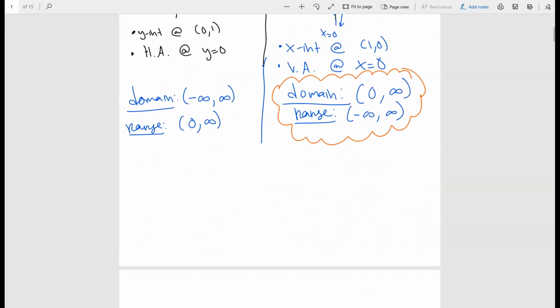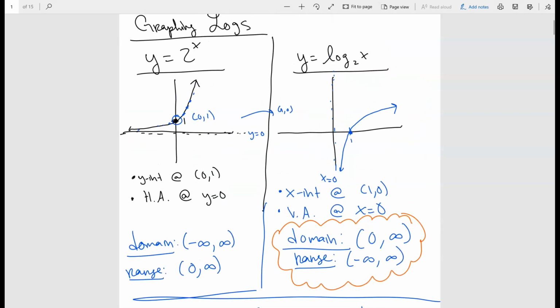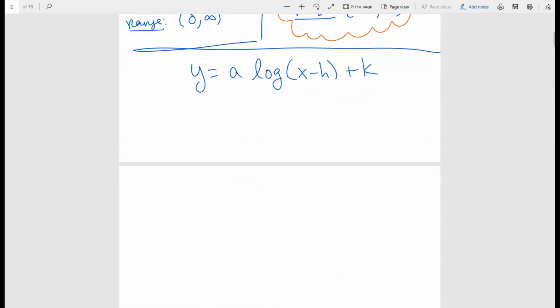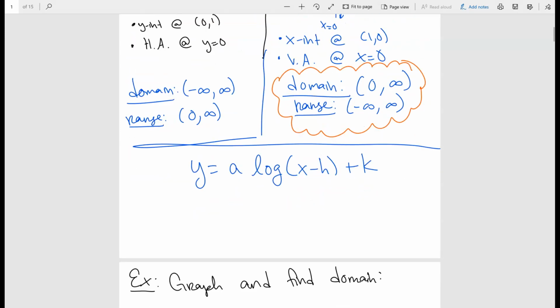So now we can go ahead and graph something that looks like log of x minus h, plus k. Now that we know the general gist of this, let's do a couple of examples. Graph and find the domain. Let's just find the domain, because the range is going to be all real numbers.